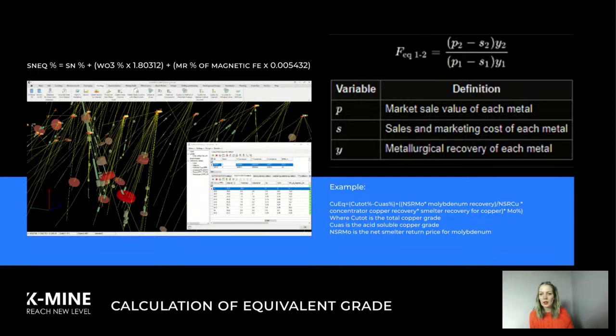To put this in practice, we can take a look at the deposit of complex ores such as tin, tungsten, or iron. Let's consider how we can recalculate the equivalent grade in K-mine. So the equivalent grade represents the combined values of co-products, tin, tungsten, and magnetic recovery percentage of magnetic iron, normalized in the value of tin. The calculation for equivalent grade can be done by using the formula that you see on the slide.